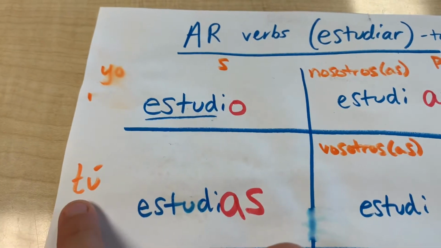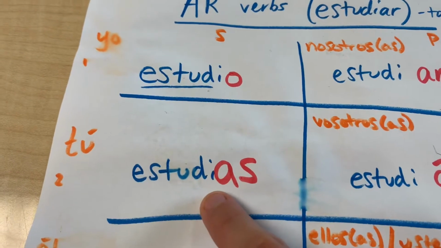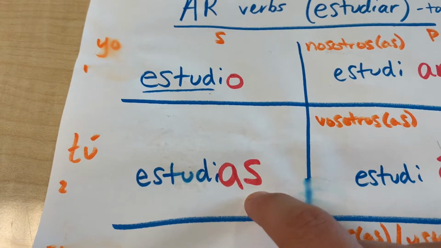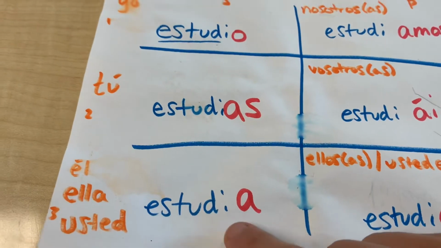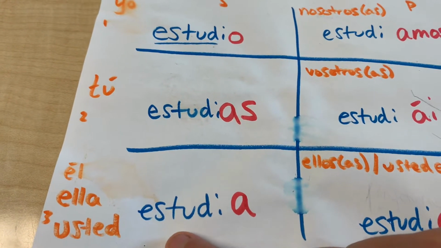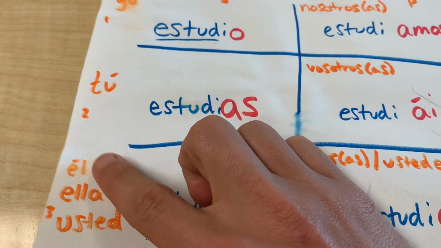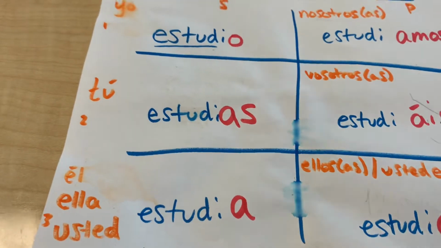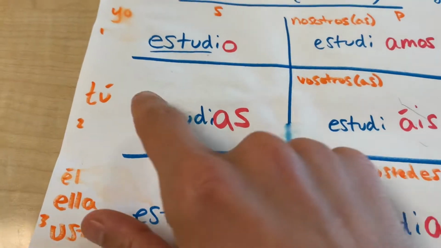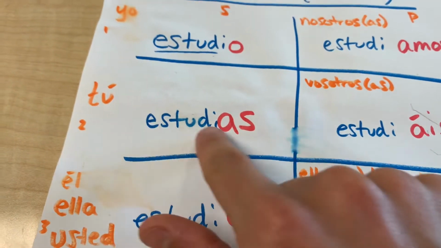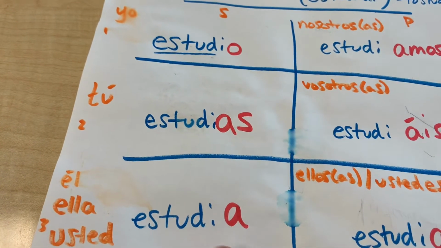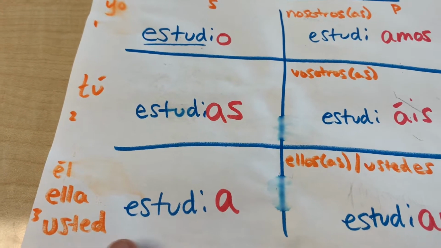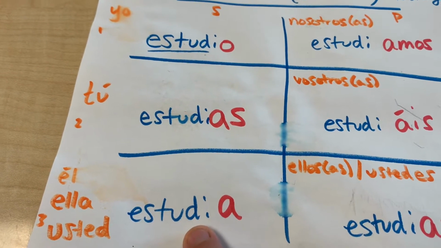The tu form is estudias, AS ending here. Third person is always going to be A ending, so estudia. It could be él estudia, ella estudia, usted estudia. So we just went over you study. Now we have he studies, she studies, you, the formal you, study.